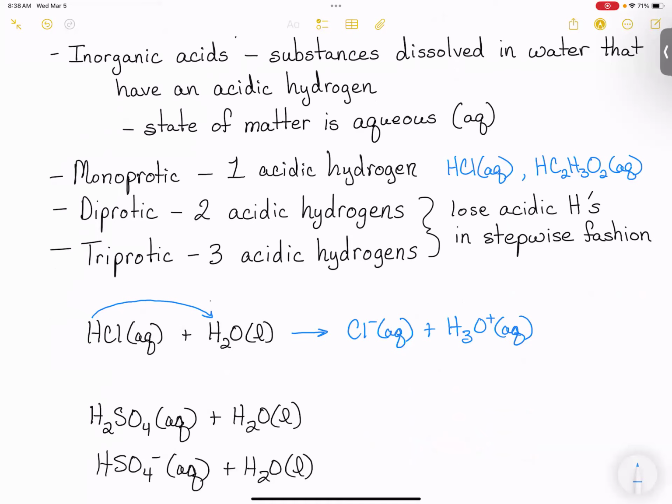H2SO4 is another example of an acid. It is going to donate its proton. What's left over is HSO4 minus, hydrogen sulfate, and hydronium.